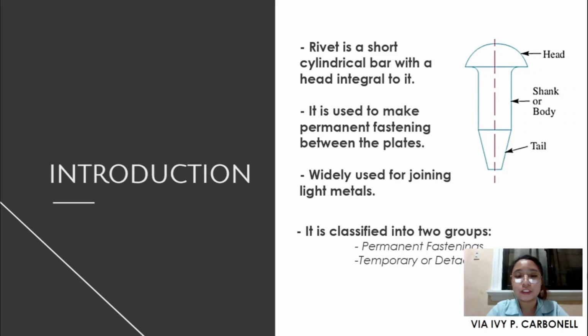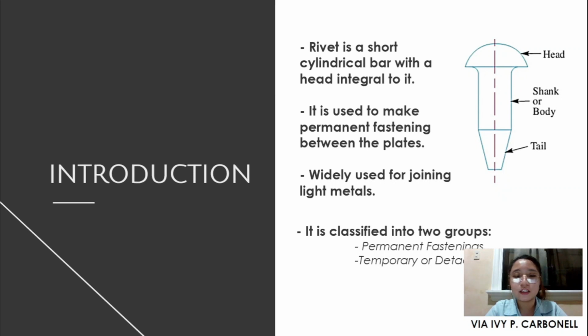So, introduction. A rivet is a short cylindrical bar with a head integral to it. As you can see here in the picture, the cylindrical portion of the rivet is called the shank or the body, and the lower portion of the shank is known as the tail. The rivets are used to make permanent fastening between the plates such as in structural work, shipbuildings, bridges, tanks, and boiler shells. The rivet joints are widely used for joining light metals.